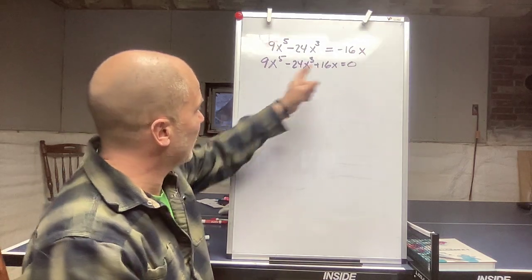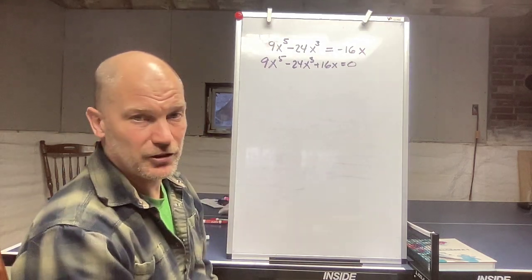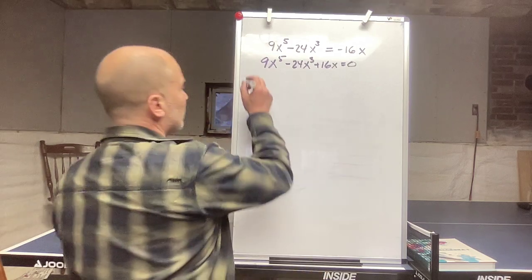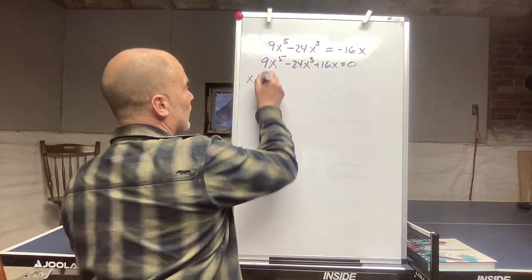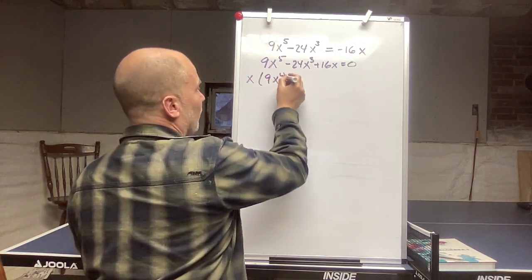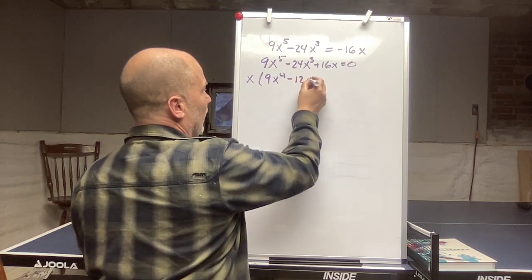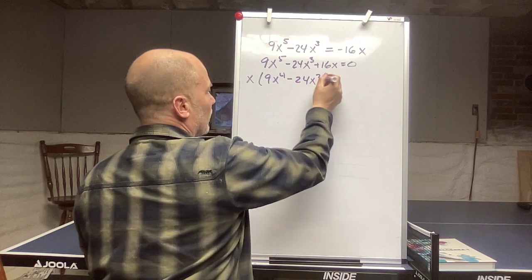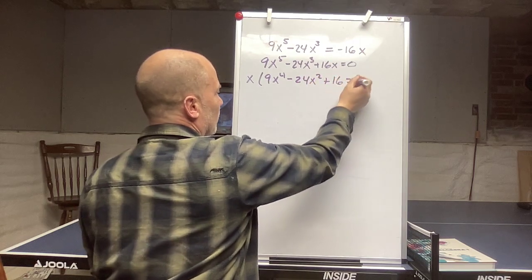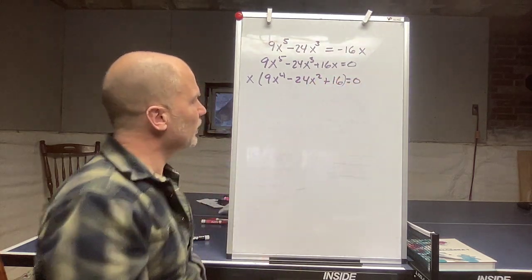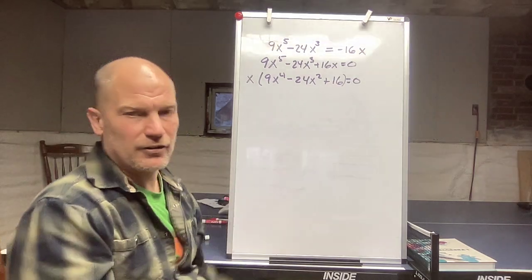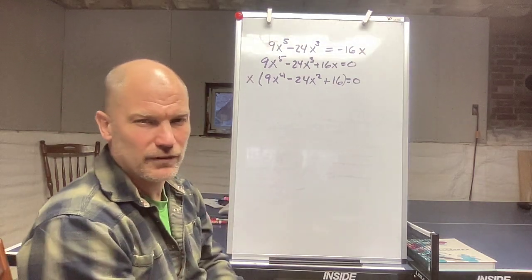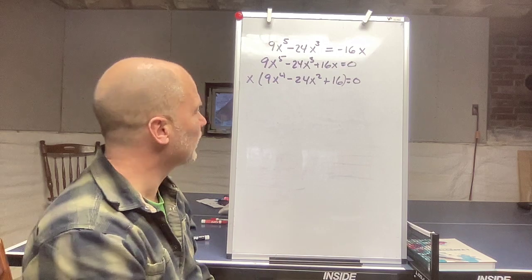And then I look, and I'm always going to go for the easy things first. I notice that I have x's in every single term, so I'm going to factor out an x, like I did with the previous example. 9x to the 4th minus 24x squared plus 16 equals 0. And then I look at this and I've got to factor it. I could use a quadratic equation if I wanted to. I'd have to be a little sneaky about it.